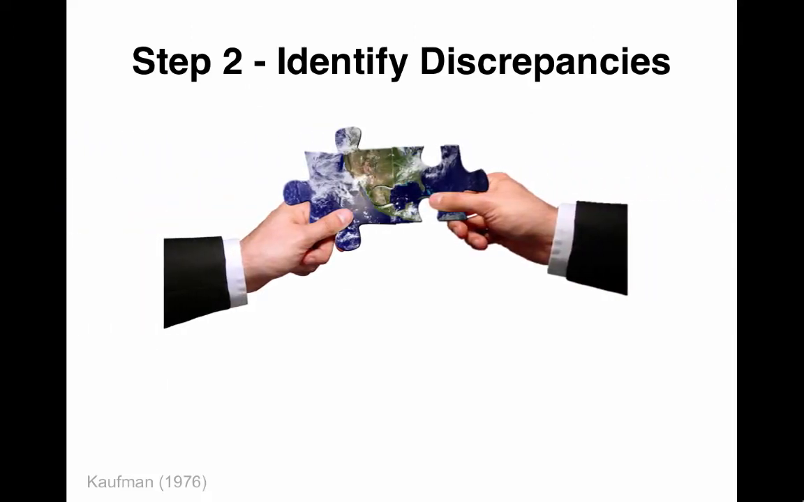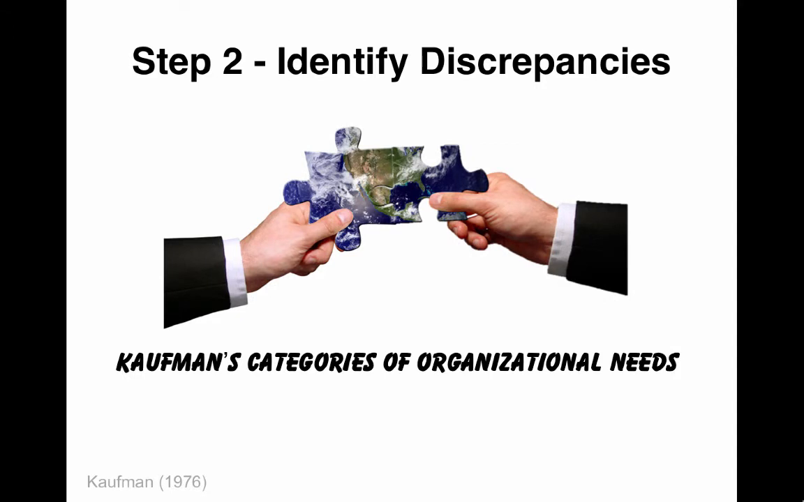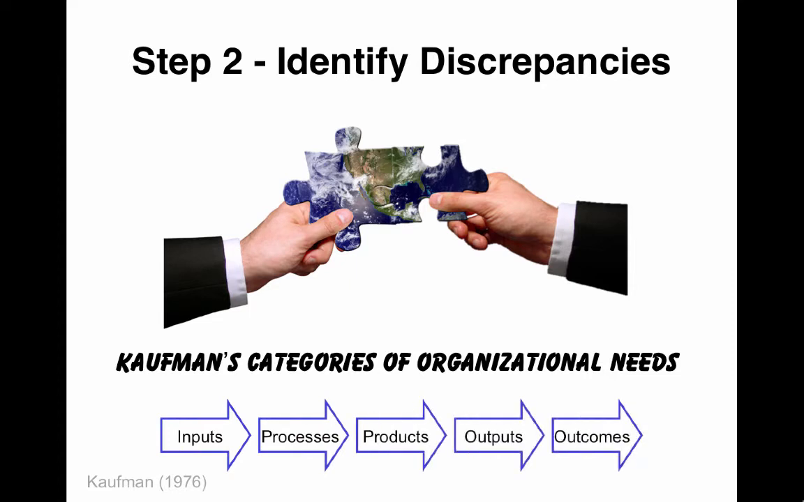Step 2 is to identify discrepancies. The way we're going to do this is with Kaufman's categories of organizational needs. Inputs, processes, products, outputs, and outcomes have to be determined.